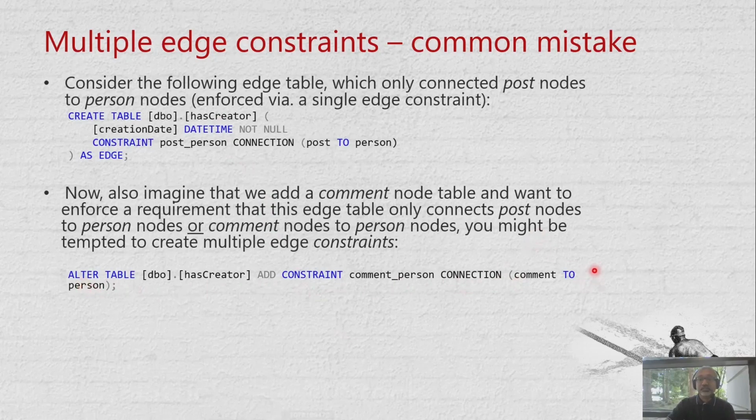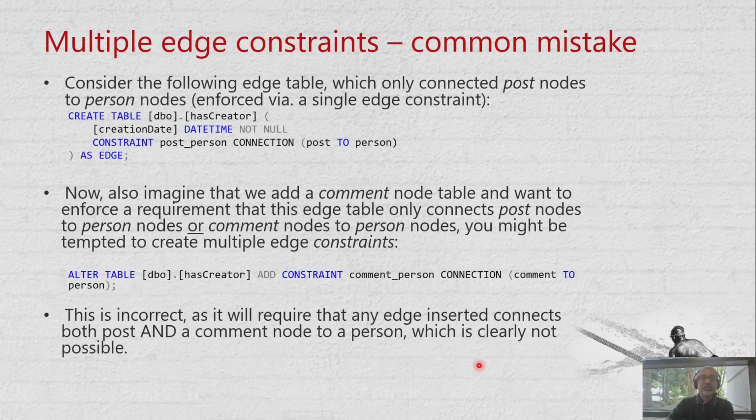Unfortunately, this is the wrong thing to do, because when you add a constraint like this, when you already had a previous constraint saying post to person, let's say you added the second one which says comment to person, it's going to result in a situation where no row can be inserted into the edge table, because those rows will never satisfy both these criteria, post to person and comment to person.